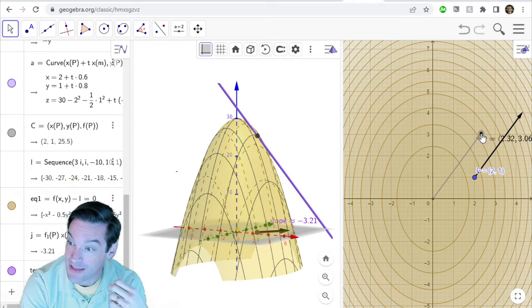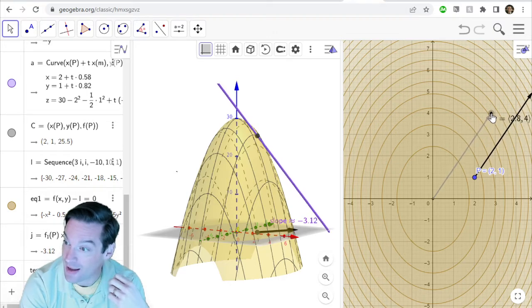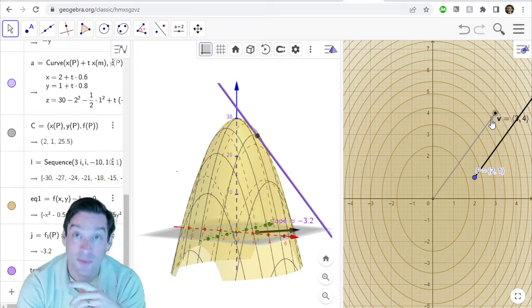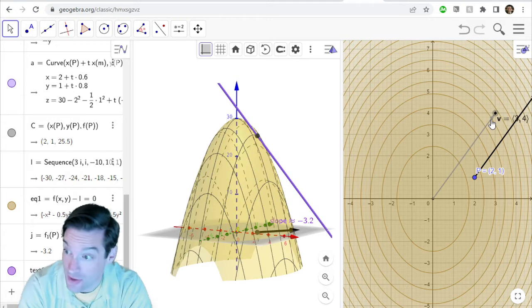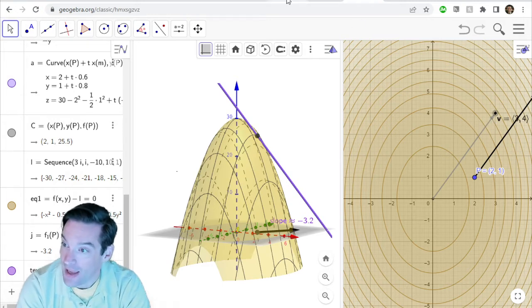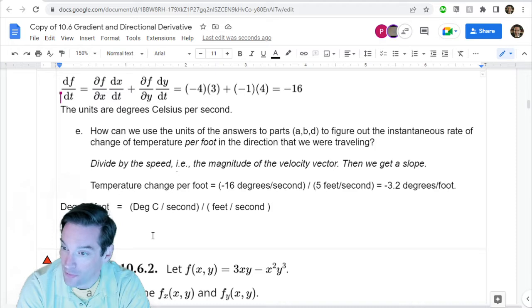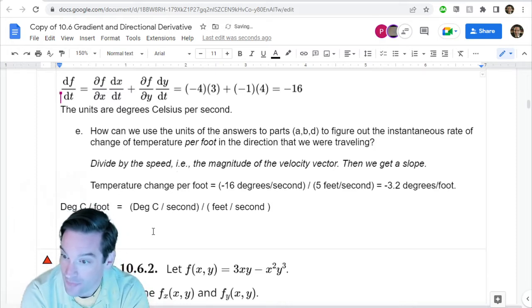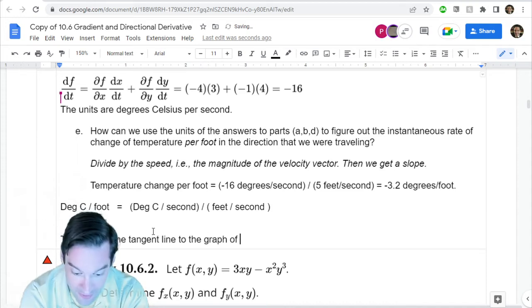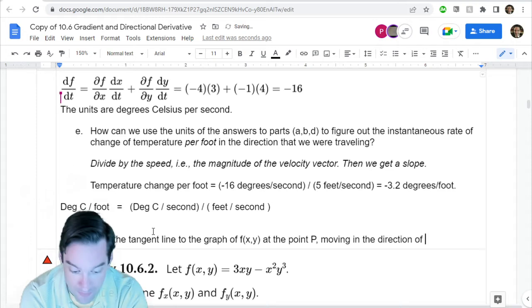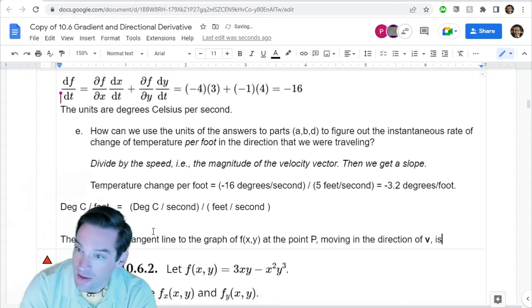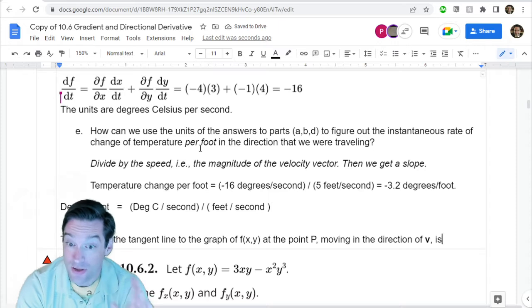But then in order to get an answer that depends only on the direction and not on the magnitude of my velocity, I ultimately need to divide out the magnitude of that vector that we used to determine the direction. So at the end of that process, what we reason ourselves into is that the slope of the tangent line to the graph of f of x and y at the point P and moving in the direction of a vector v needs to be given by this same calculation that we just did here.